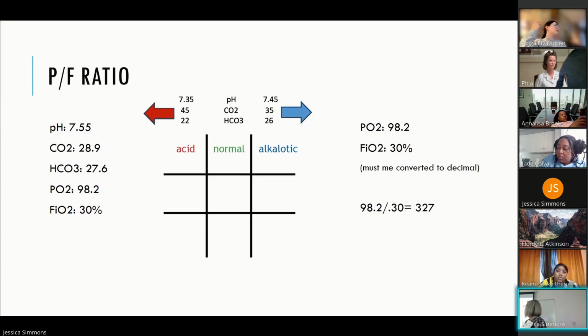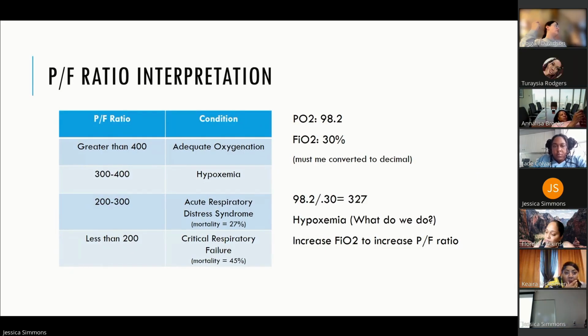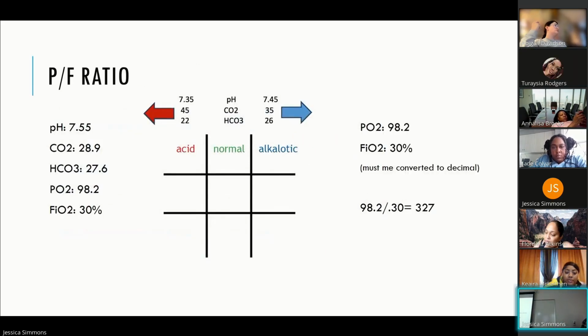Okay, so we are looking at our PF ratio. The FiO2 has to be converted to a decimal. Okay, so in order to do that, you move the decimal point over 2. So if this was 32, 327, no. Go back. I hate that this is doing this by itself.